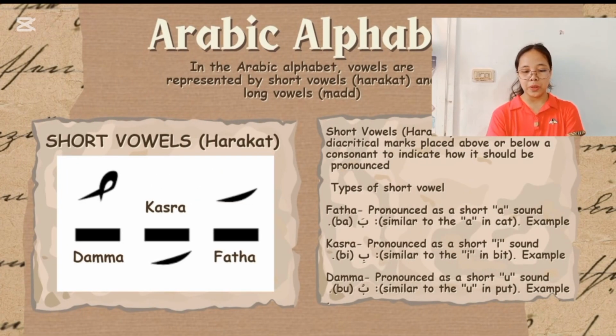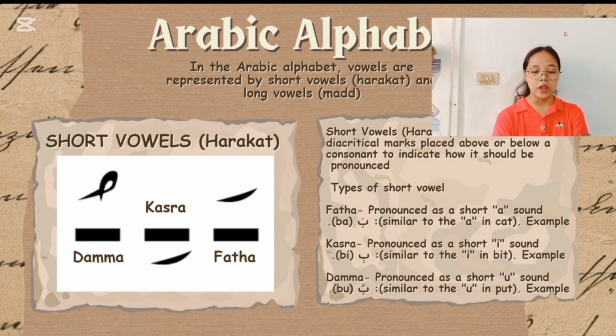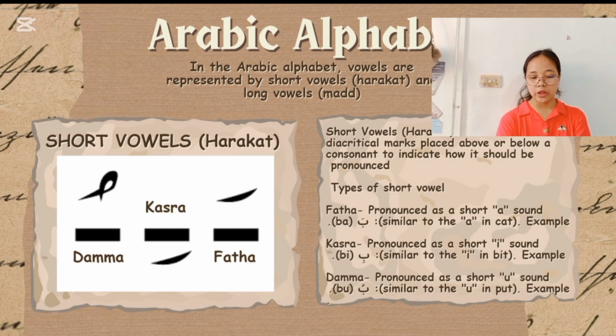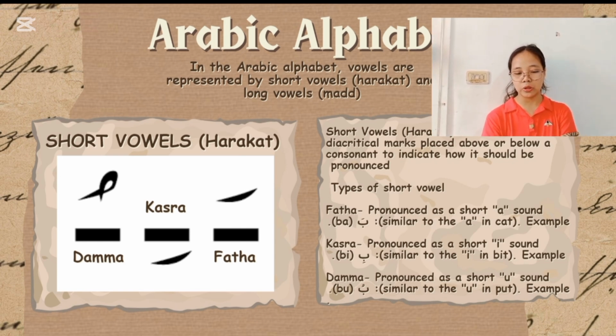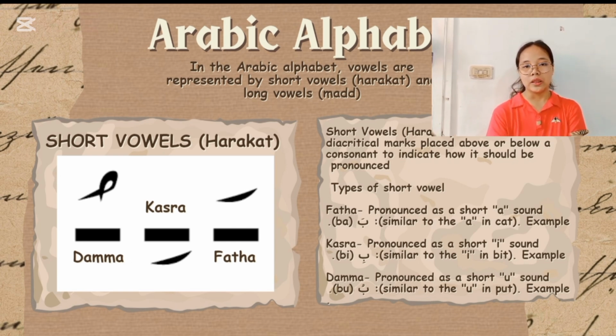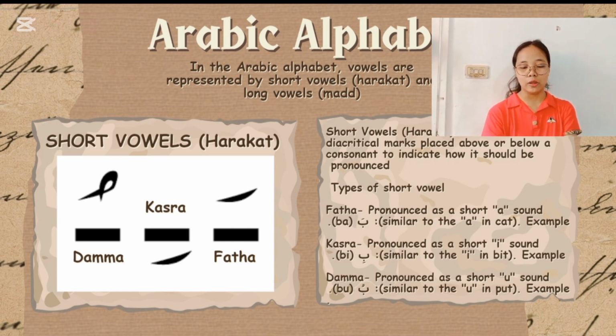In the Arabic alphabet, vowels are represented by short vowels, harakat, and the long vowels, mad. So what is a short vowel? Short vowels are directional marks placed above or below a consonant to indicate how it should be pronounced. There are 3 types of short vowels, the fatha, kasra, and dhamma.